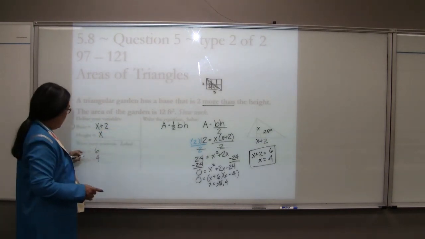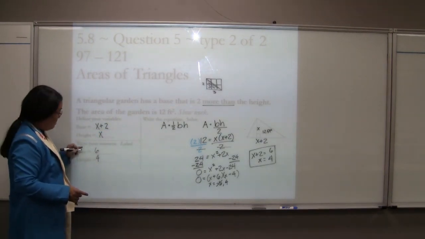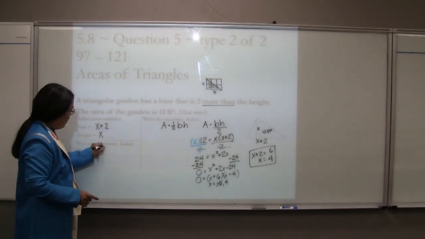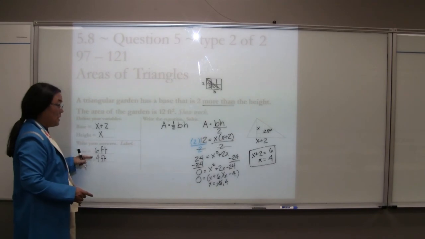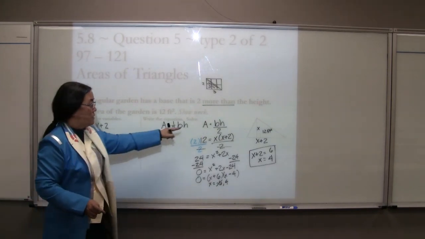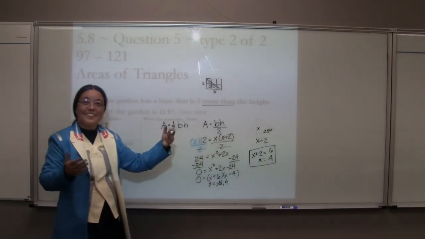Feet, not feet squared: these are not volumes, they're not areas, so they get regular feet. And you might double check. 6 times 4 is 24, divided by 2 will give me 12. It works.